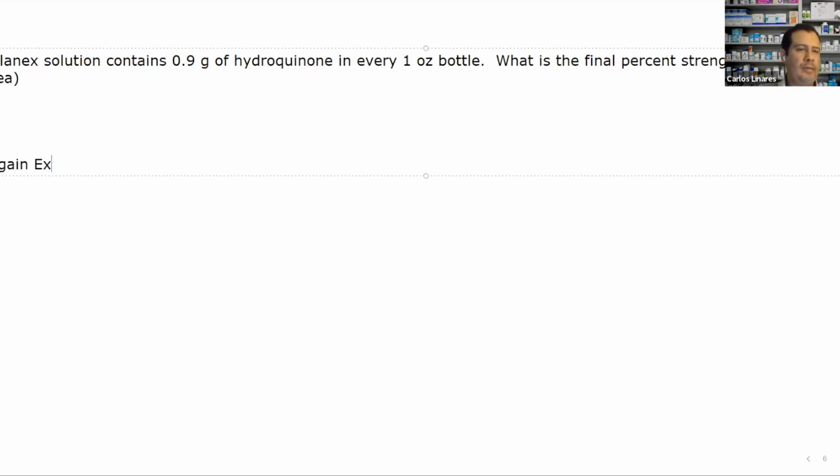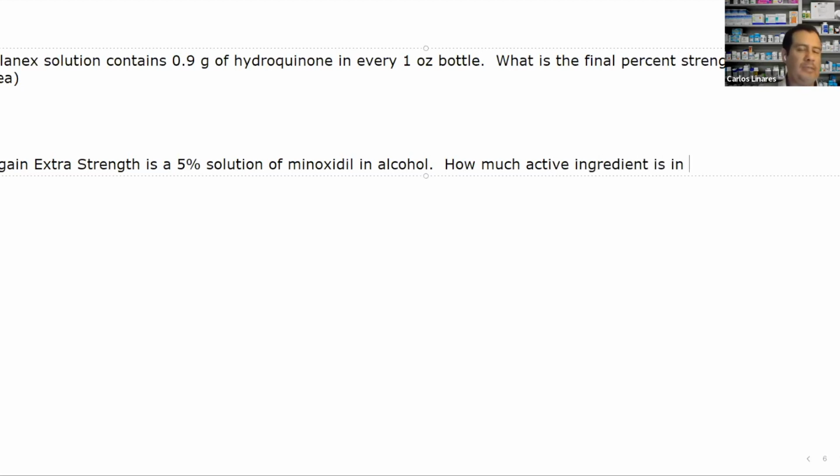Rogaine extra strength is a 5% solution of minoxidil in alcohol. How much active ingredient is in a 60 mL bottle? Christina.